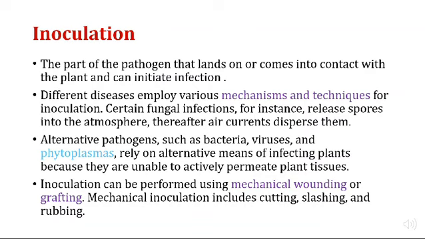Certain fungal infections, for instance, release spores into the atmosphere, and thereafter air currents disperse them. Alternative pathogens such as bacteria, viruses, and phytoplasmas rely on alternative means of infecting plants because they are unable to actively permeate plant tissues because of the cell wall of the plants. Inoculation can be performed using mechanical wounding or grafting. Mechanical inoculation includes cutting, slashing, and rubbing the plant.